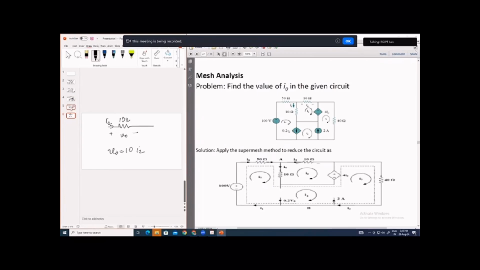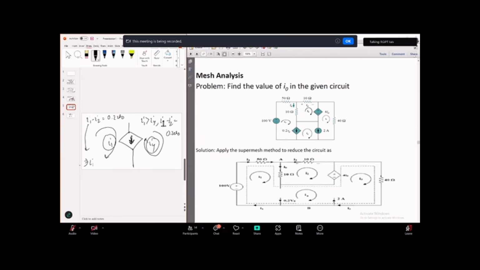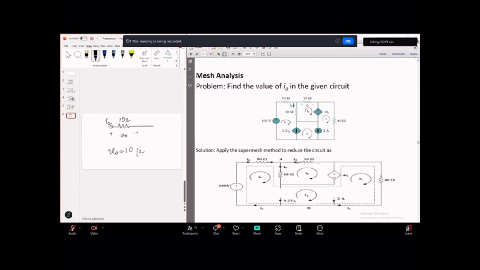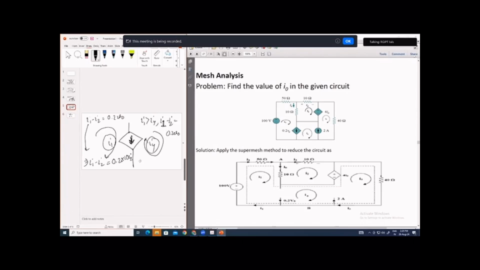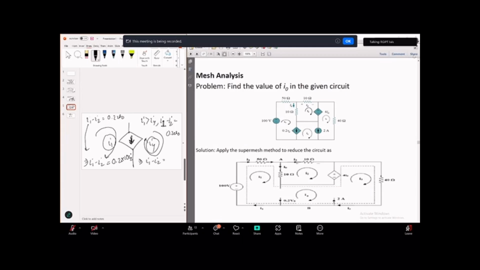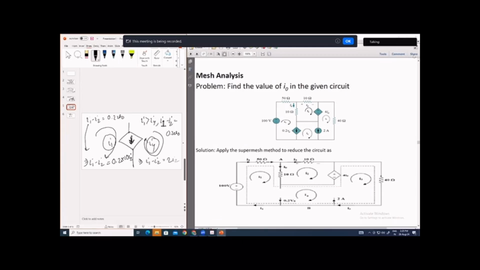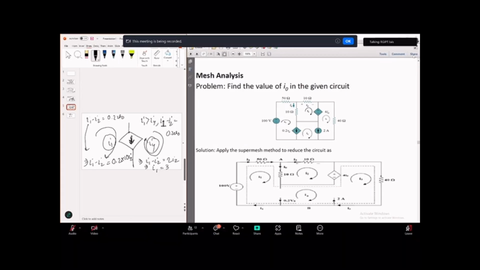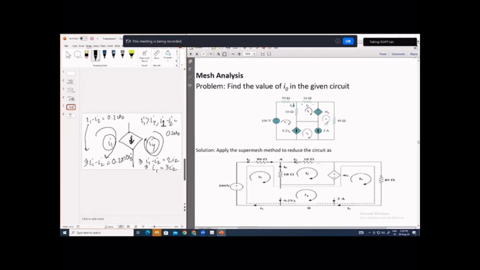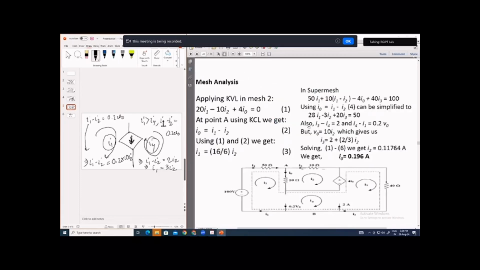So that thing you can put here. In this equation, I1 minus I2 equals 0.2, and in place of V0 we can write 10 I2. So I1 minus I2 is equal to 2 I2. So I1 will be equal to 3 I2. So you have got the direct relation between I1 and I2, and with this you are able to solve all the currents.